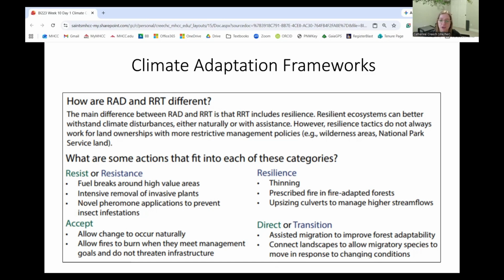Accept is allowing what's happened to happen. Allow a change to occur naturally. When a fire burns, allow it to burn until it comes up to your property level. So stop it until it gets to threatening infrastructure, but letting nature take its course.